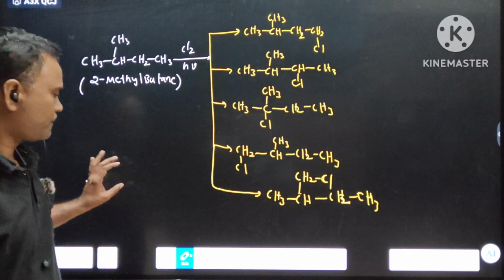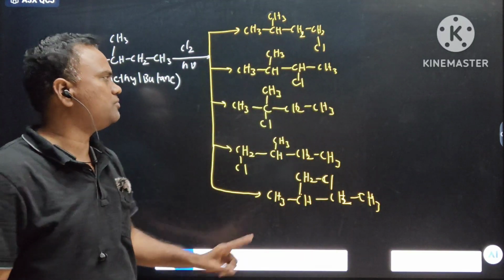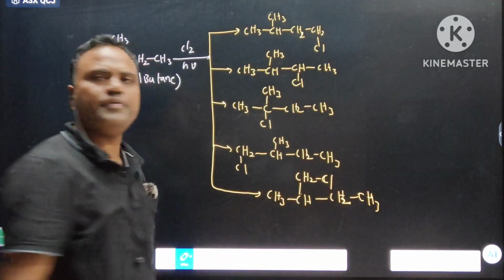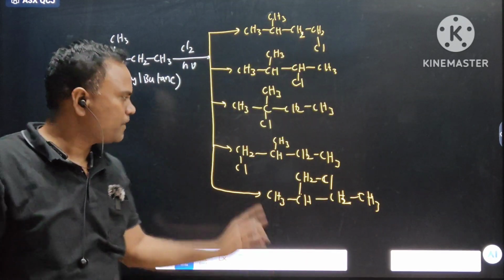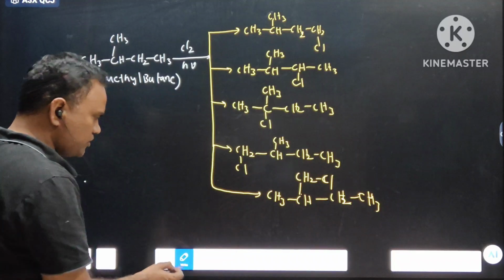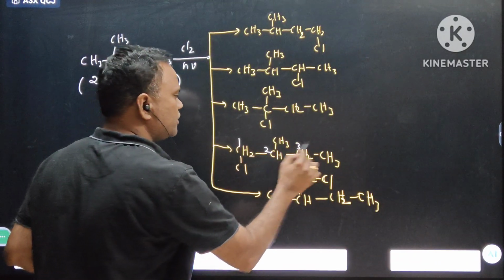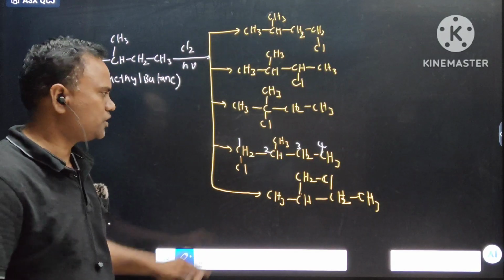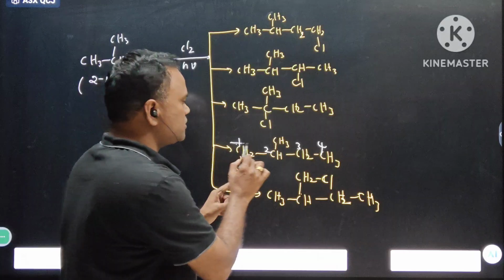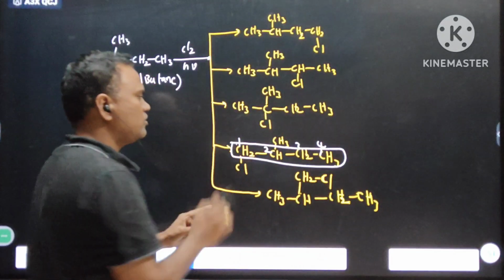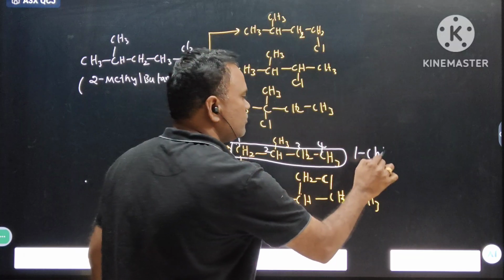Clear. Now, its IUPAC name is different, right? These are having different IUPAC names. Give the numbering: 1, 2, 3, 4. Correct only na? What is its name? 1-chloro, 2-methyl. See, this is butane. 1-chloro, 2-methyl butane.